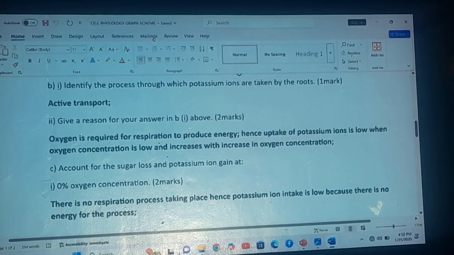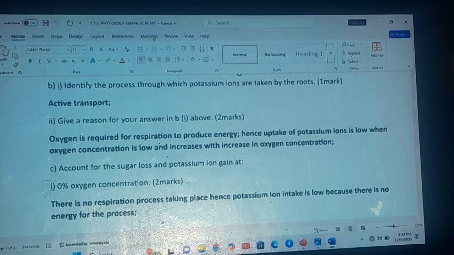At this 0%, there is no respiration at all. With 0 oxygen concentration, we are saying low oxidation, so there is not even oxidation. There's no respiration process taking place, hence potassium ion intake is very low because there is no energy for the process.